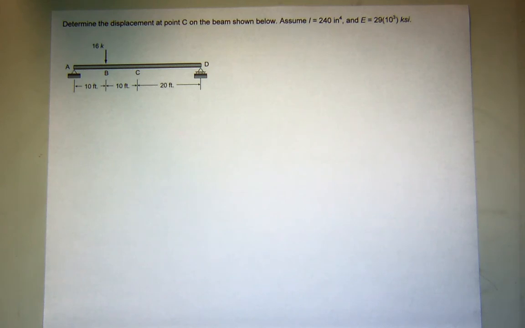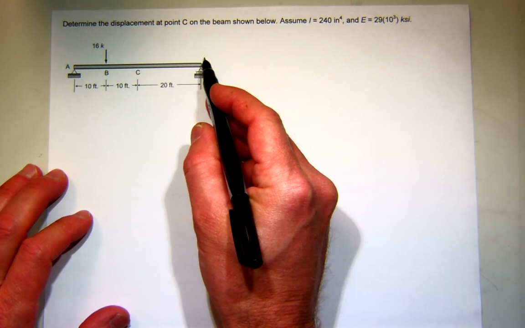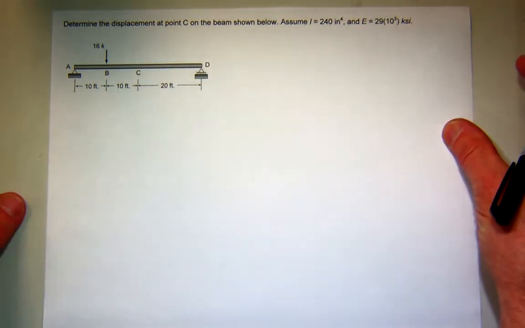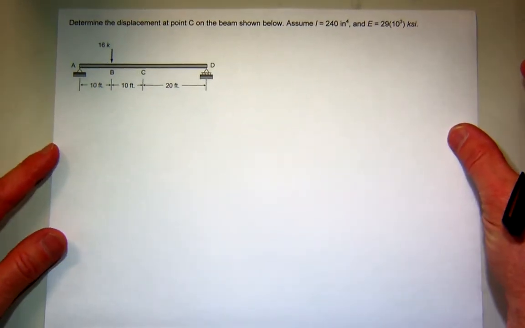Alright, so here's a problem where we're trying to find the displacement at point C. So we're going to use the virtual work method. We're going to first need to find real moment expressions for the whole beam and then virtual moment expressions for the whole beam. So let's talk about our real moments first.